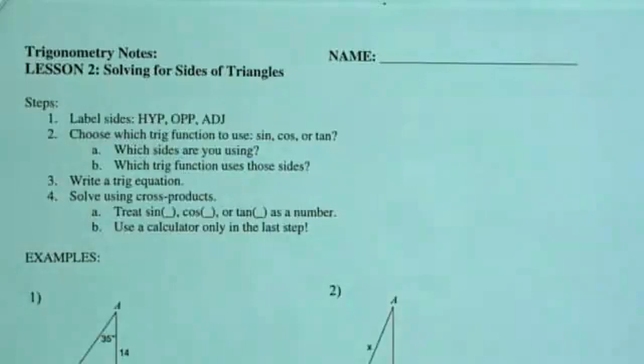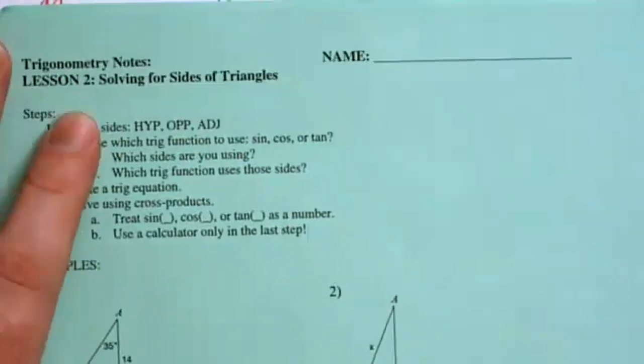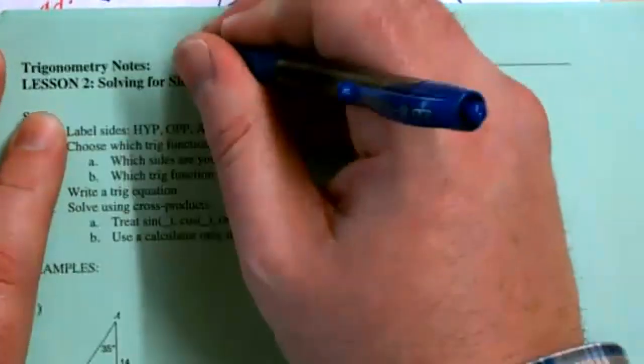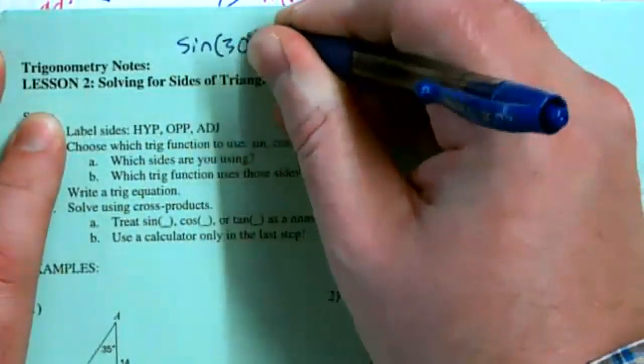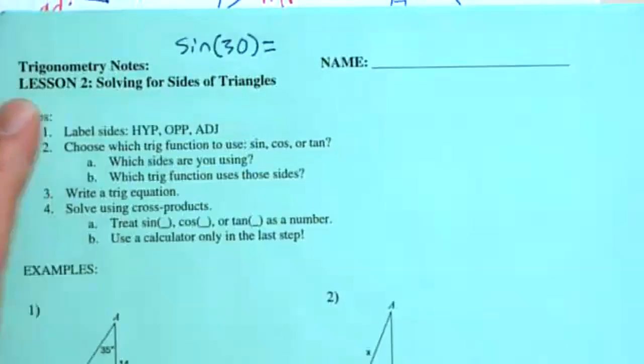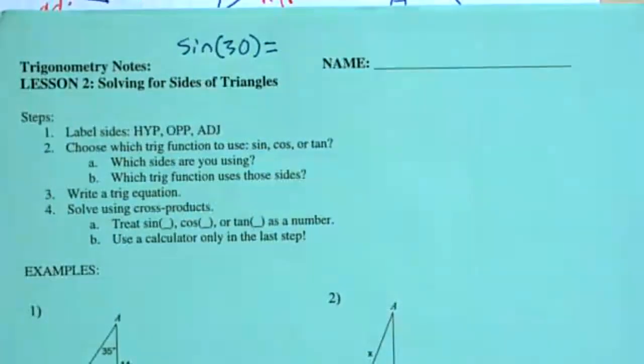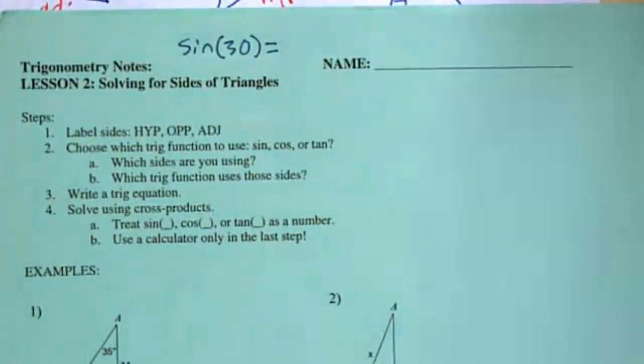So up at the top of your page, up above where it says trigonometry notes, I need you to write something down for me, please. Please write down sine parentheses 30 and parentheses equals. This is really important, okay? Please don't miss this.